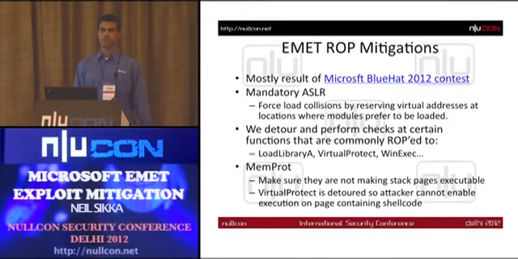So EMET has ROP mitigations. Like I said, we released 3.5 Tech Preview this summer at Black Hat, and it was a result of the BlueHat 2012 contest. Some of the things that mitigate ROP in 3.5 Tech Preview now include mandatory ASLR, which forces collisions by reserving virtual addresses at locations where modules say they want to be loaded. We also detour certain functions and perform checks at those functions. We generally detour functions that are heavily abused, like LoadLibraryA and VirtualProtect. We also have the memprotect mitigation, where we make sure the attacker is not making stack pages executable. VirtualProtect is detoured so that the attacker cannot enable execution permission on a page containing shellcode, for example.